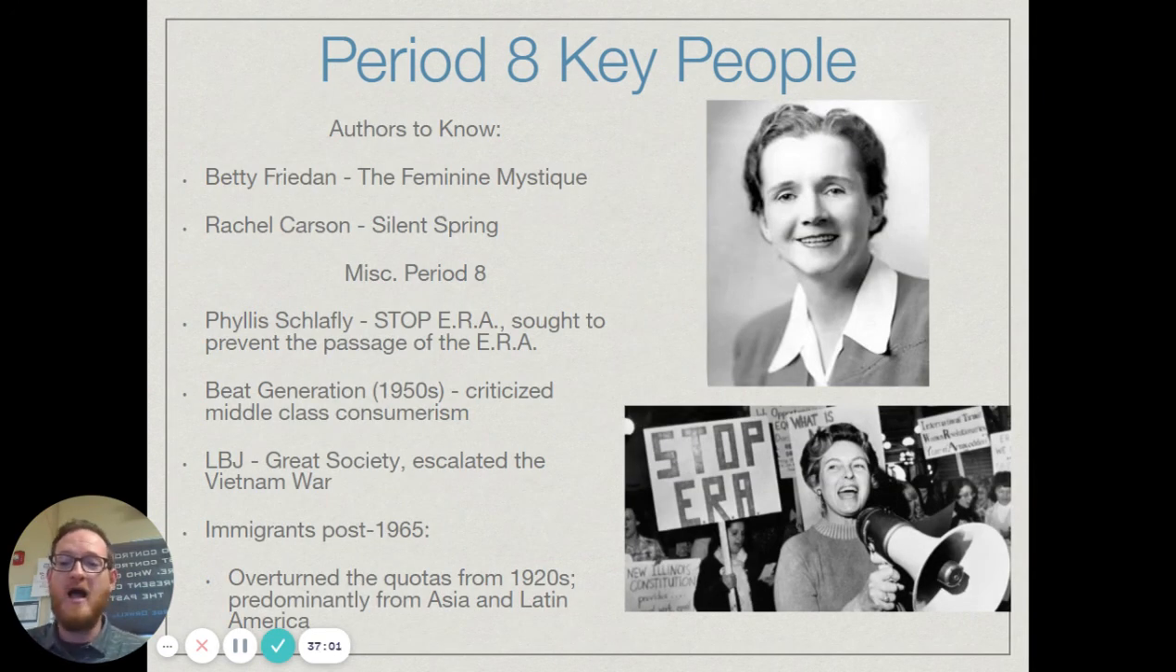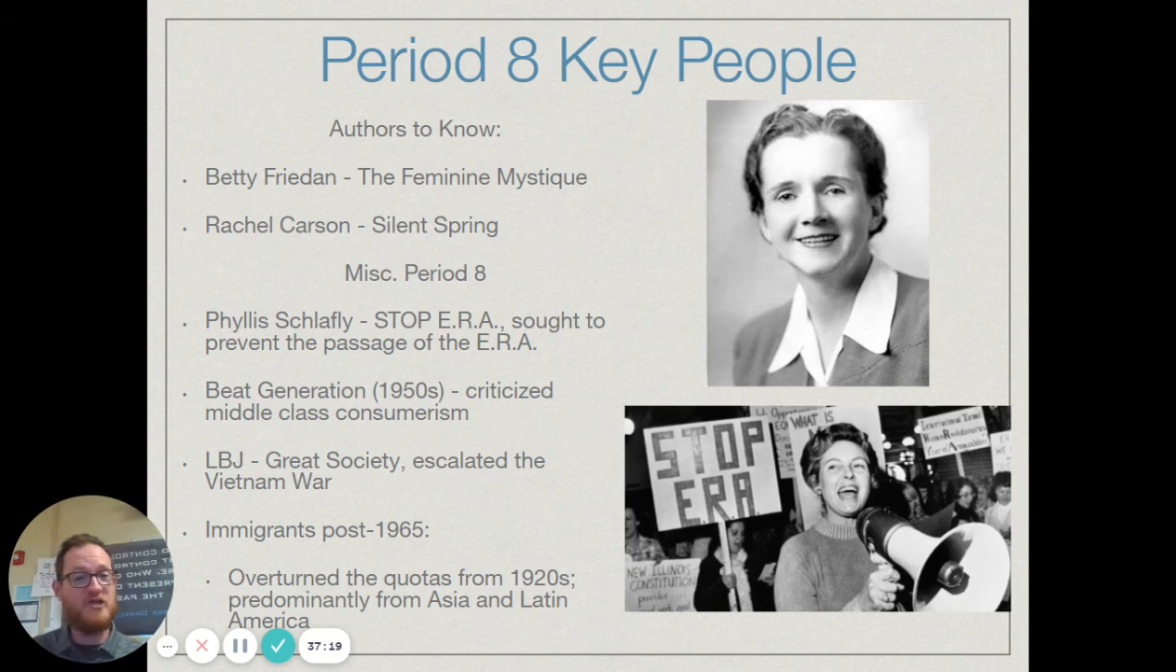Authors to know, Betty Friedan, who wrote The Feminine Mystique. We already talked about her, and Rachel Carson with Silent Spring. Some miscellaneous people that you need to know is Phyllis Schlafly. She is going to be the leading woman, pictured right there at the bottom, against the Equal Rights Amendment.